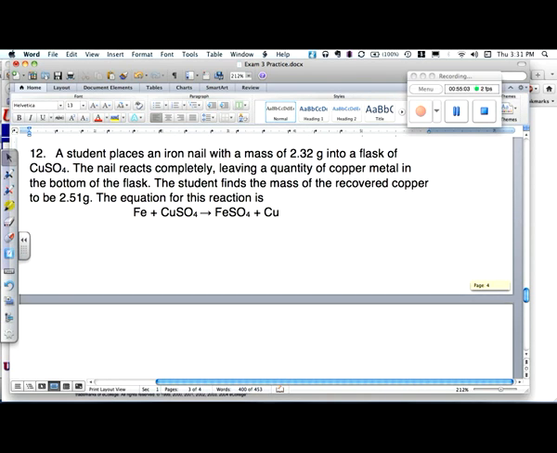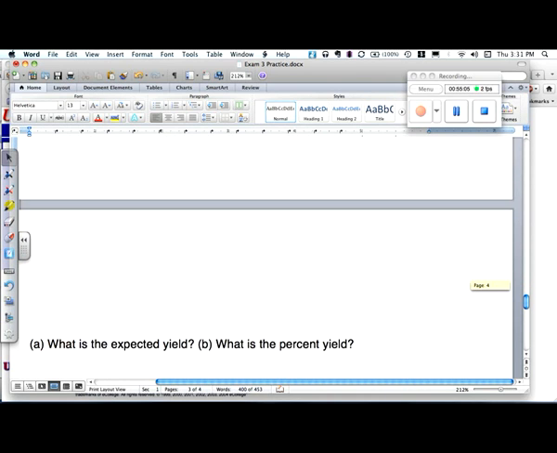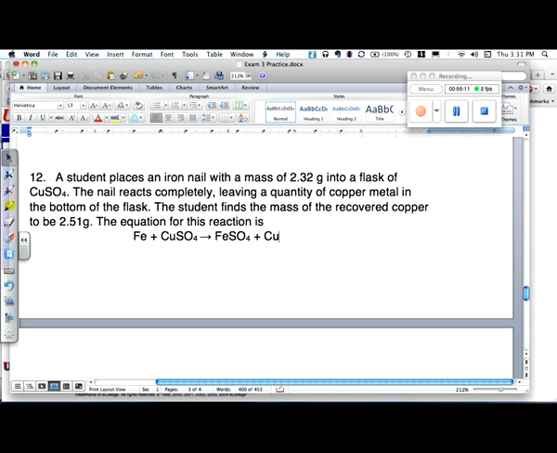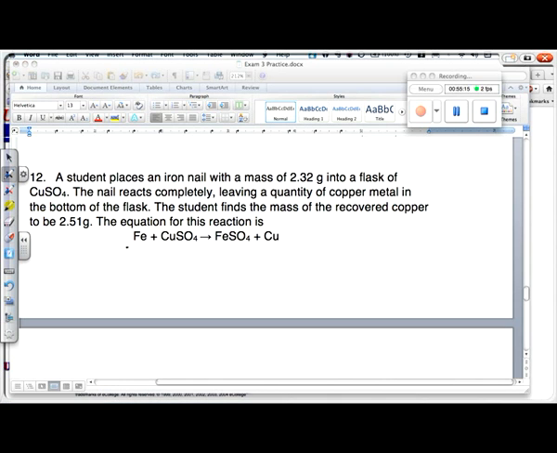Okay, so it asks, what is the expected yield? What is the percentage yield? All right, is the question. So a student places an iron nail, 2.32 grams, into a flask of copper sulfate. The nail reacts completely. The student finds the mass of the recovered copper to be 2.51 grams. So again, this is your actual.